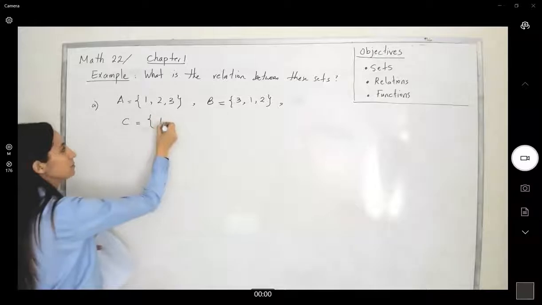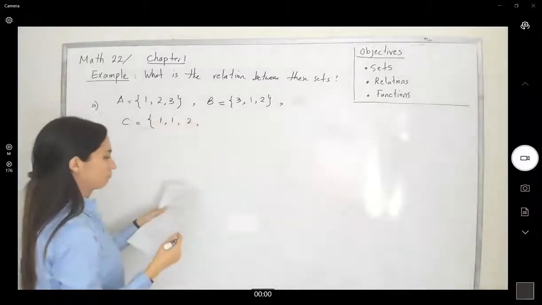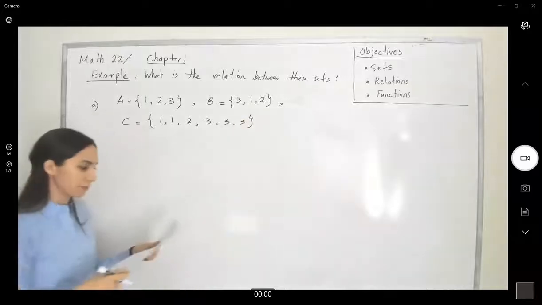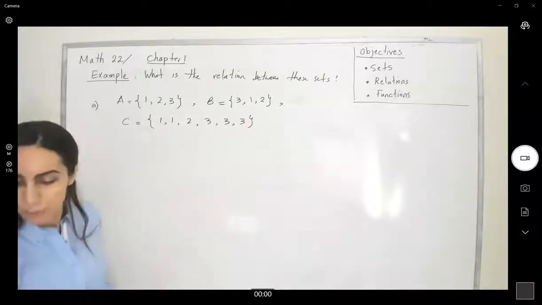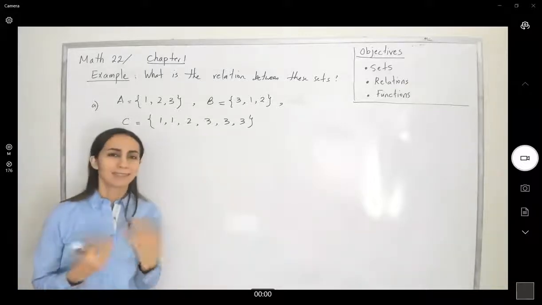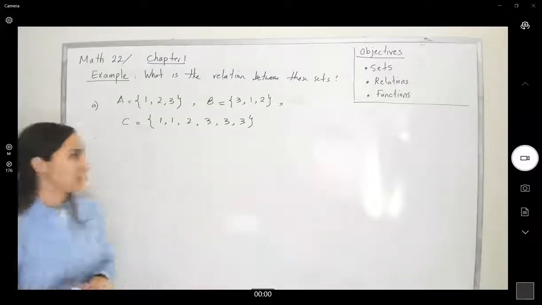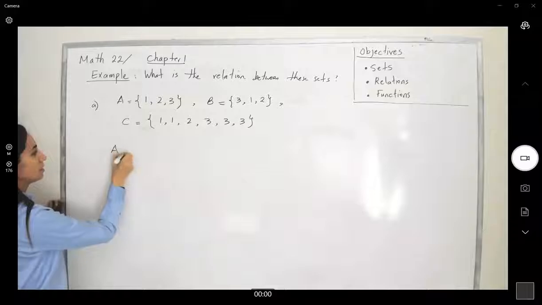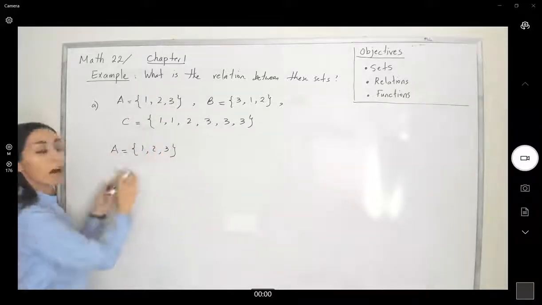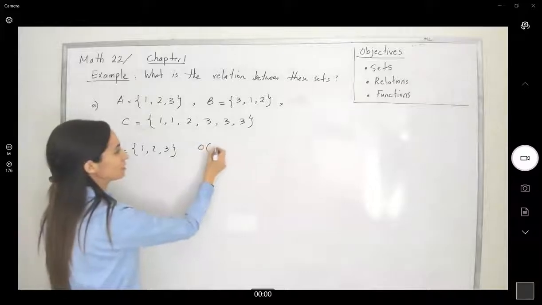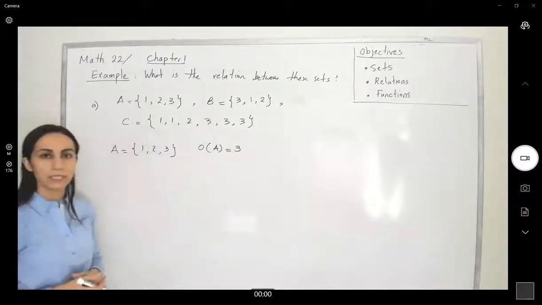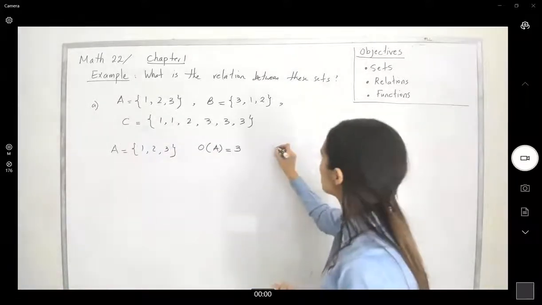1, 1, 2, 3, 3, 3. Okay, so let us analyze each of them separately, see what's the relation and connection between them. Set A has 1, 2, 3 members. What's the cardinality of set A? The cardinality is 3. How about set B? What are the members of set B?